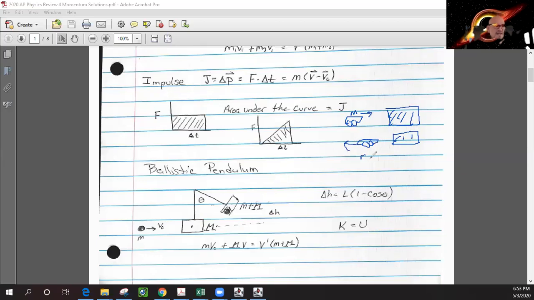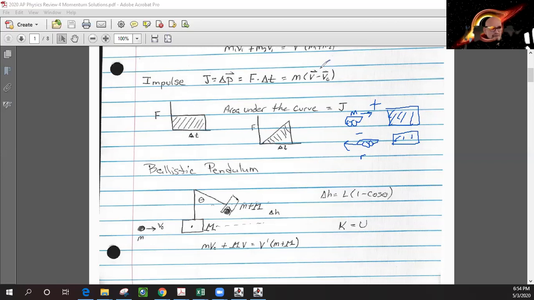Here's M. Going to the right is positive and going to the left is negative, so we want to be careful about that. Remember our graph, which could have been a rectangle or a triangle. Here's force and delta T. The area under the curve is impulse, J. Impulse J equals change in momentum, which equals force times delta T. It also equals m times v minus v initial.